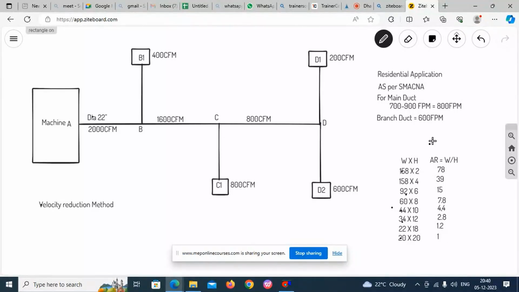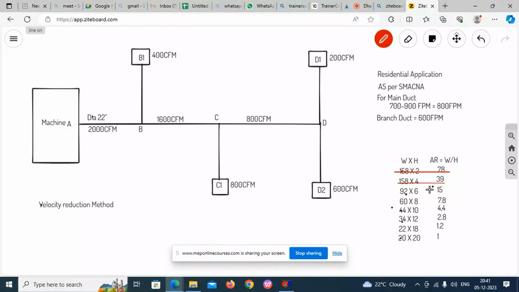So we made the first statement, and we clear the second statement: duct sizing should be even numbers only. All the numbers are even numbers. And the third statement: the aspect ratio should be between 1 and 9 only, so otherwise it is a wrong duct size.